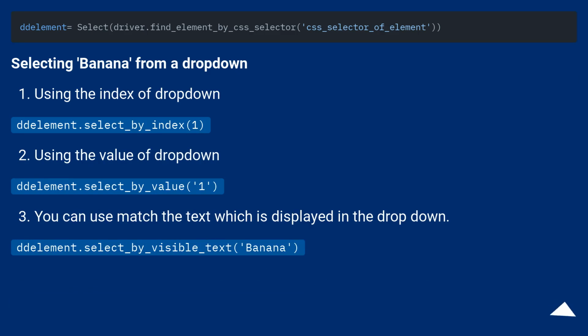Delement.select_by_index(1). Using the value of drop-down. Delement.select_by_value(1). You can match the text which is displayed in the drop-down. Delement.select_by_visible_text("banana").